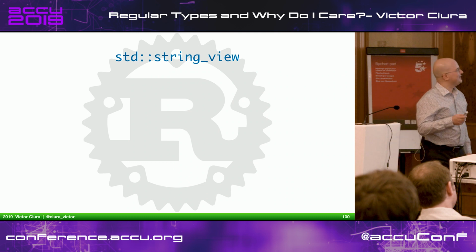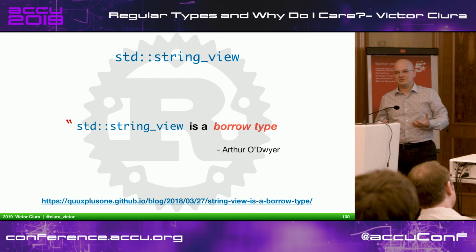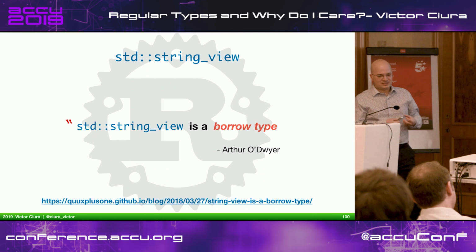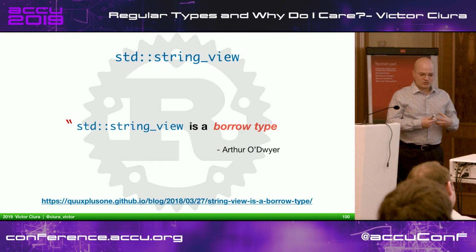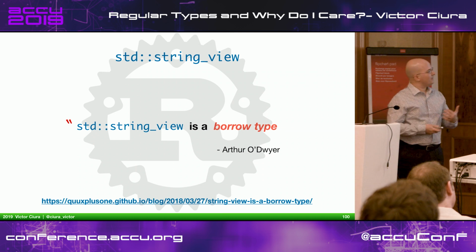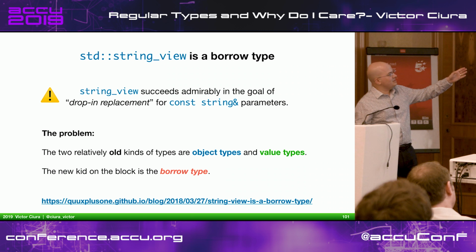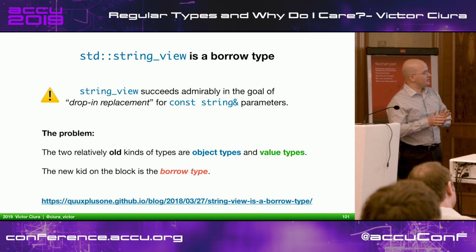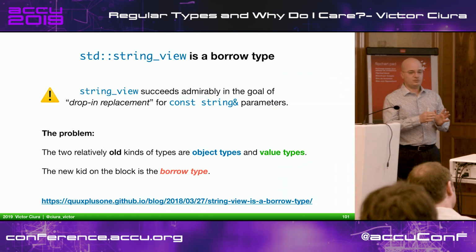Rust, yeah. Okay, so string view is a borrow type. It's going back to the owning semantics, and we'll get to the relationship and the equality very soon. String view is basically a borrow type, and it succeeds admirably in the goal of being a drop-in replacement for a const string reference in parameters, for example, and that would be the premium spot for its usage.